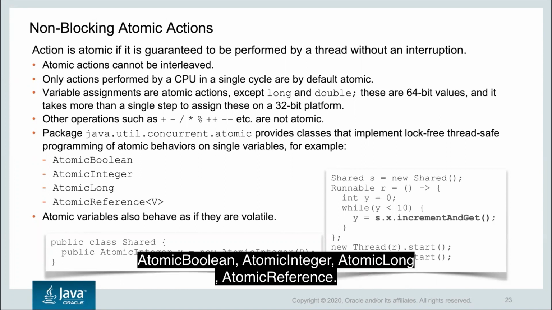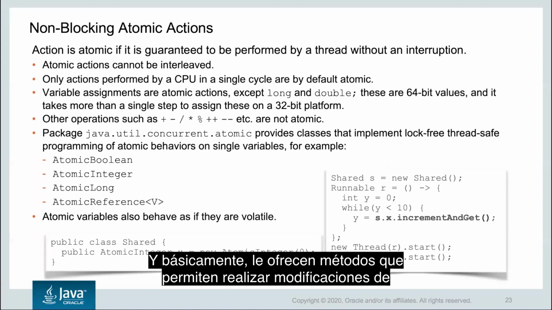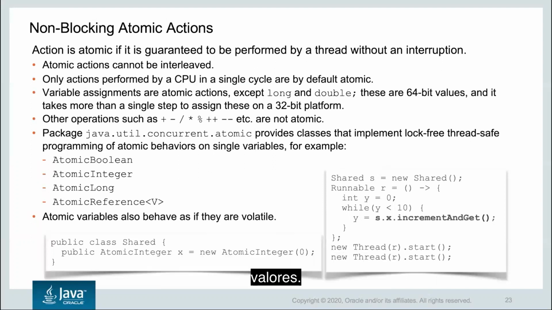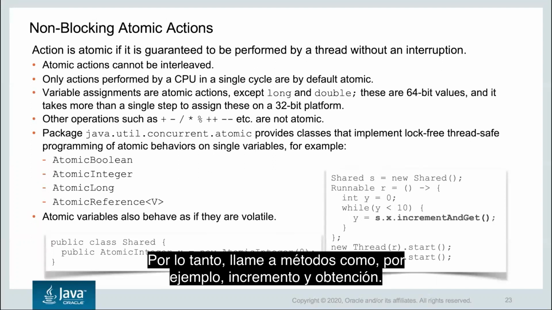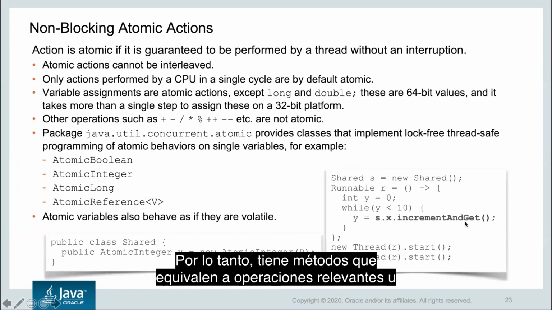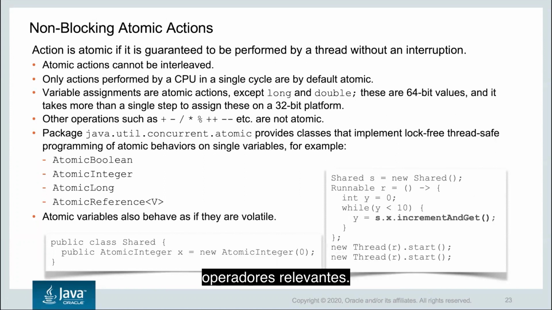Atomic Boolean, atomic integer, atomic long, atomic reference, yeah? Basically they give you methods that allow you to perform modifications of values. So you call methods such as, for example, increment and get, and that's instead of plus plus basically. So you have methods that are equivalent of relevant operations, relevant operators.